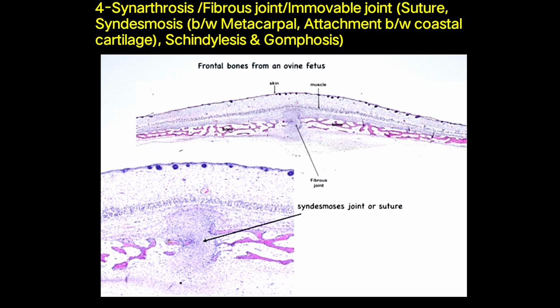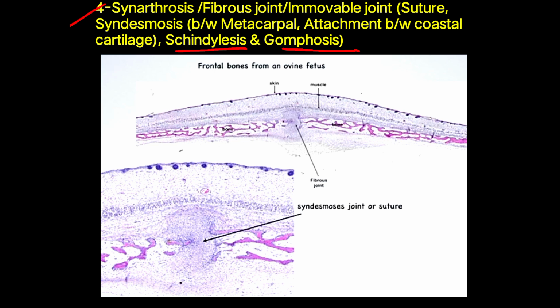Now in another photograph, synarthrosis means a fibrous joint or immovable joint, and examples are sutures and syndesmosis. Syndesmosis means the attachment between the metacarpals and between the costal cartilages. Syndelysis and gomphosis are also examples of synarthrosis, including the gomphosis in the teeth and the syndelysis found in the cranial region.